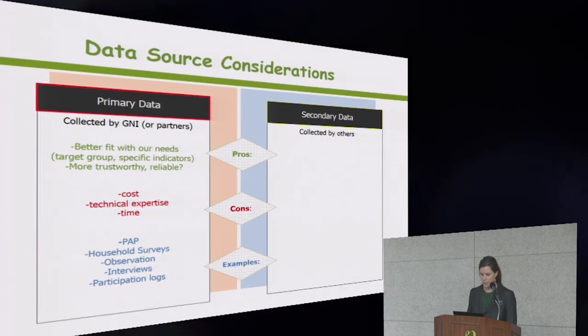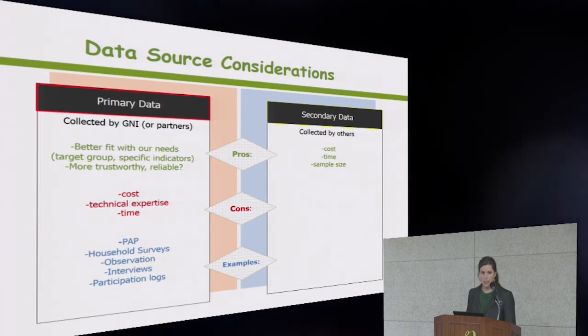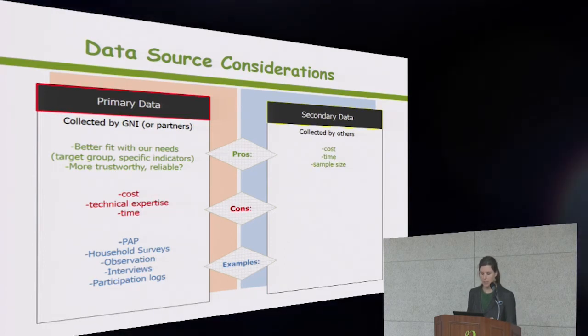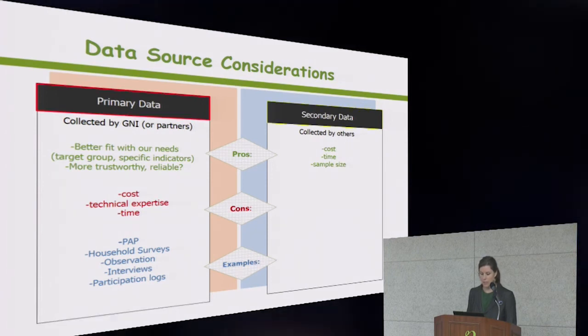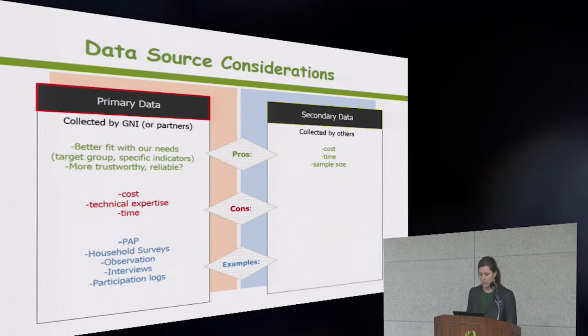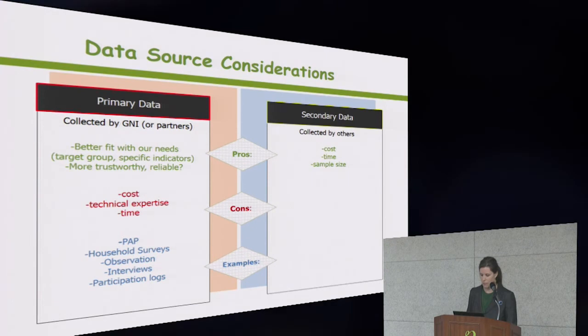Secondary data, some advantages are sort of the opposite of primary data. It's the disadvantages of primary data. So secondary data requires less time, lower cost, and the sample size is often large enough for generalization.